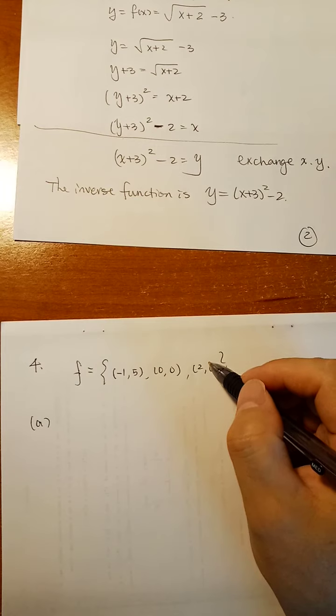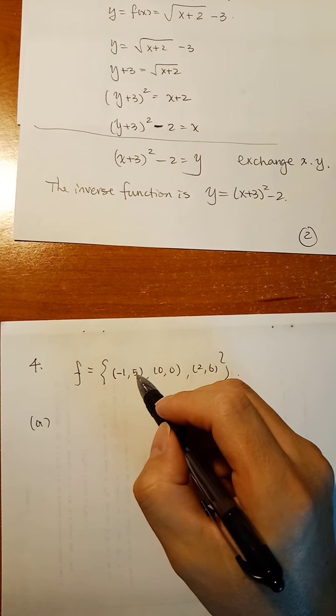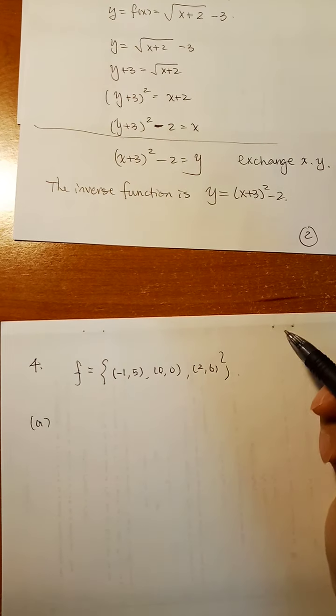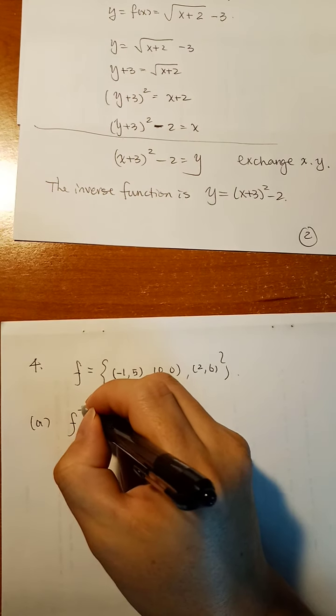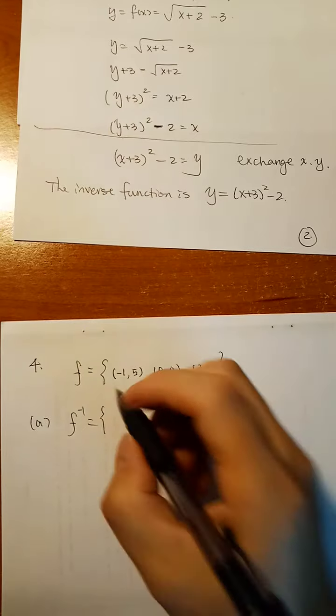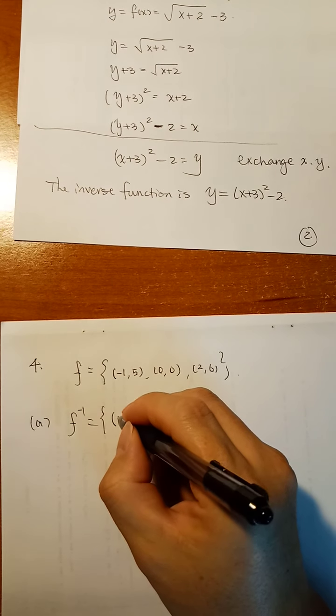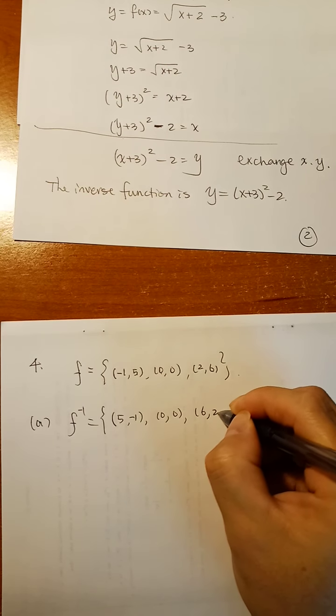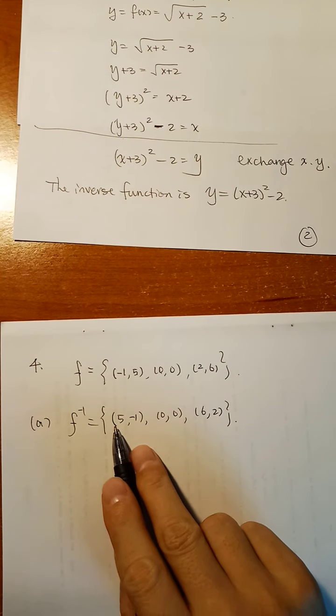So this formula just means when x is -1, y is 5. X is 0, y is 0. X is 2, y is 6. So f inverse, if we want to have such a thing, then for f inverse you just exchange each pair's x, y position. Okay, so this is f inverse.